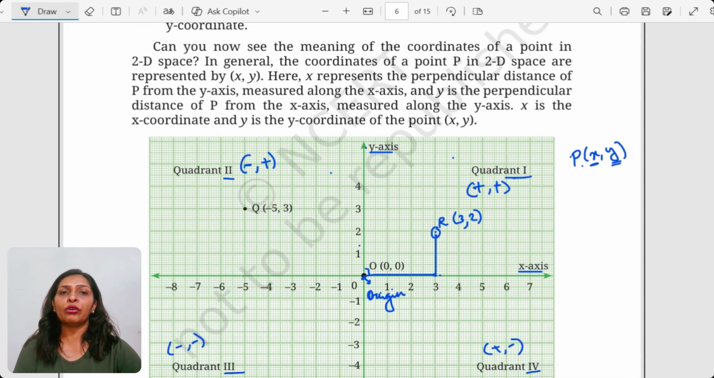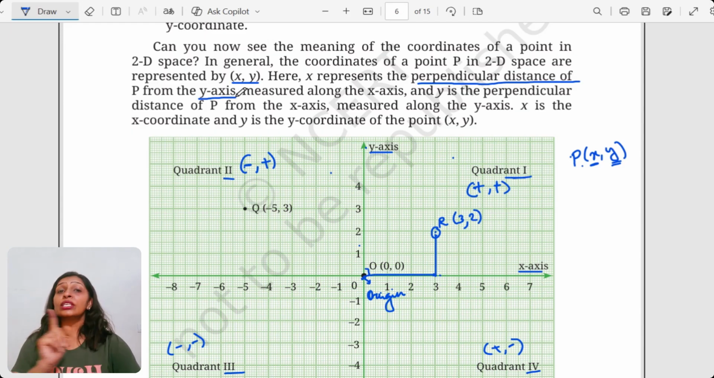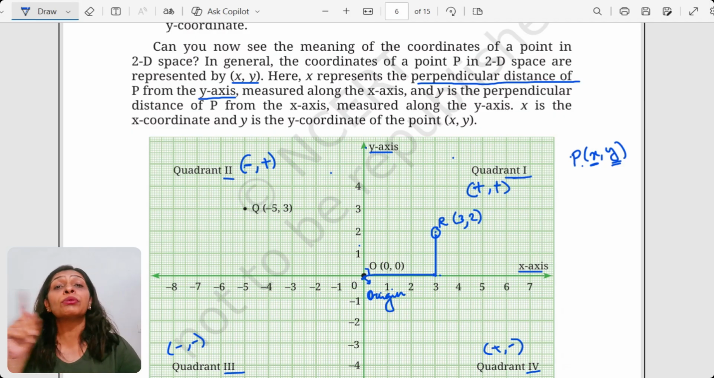which is written very nicely above this Cartesian plane also. So see what is written. It's given: the coordinates of the point P in 2D space are represented by x comma y. I have told you that this is an ordered pair, that is x, y. Now here x represents the perpendicular distance of point P from the y-axis. Now this line is very, very important. X is representing the perpendicular distance from the y-axis.